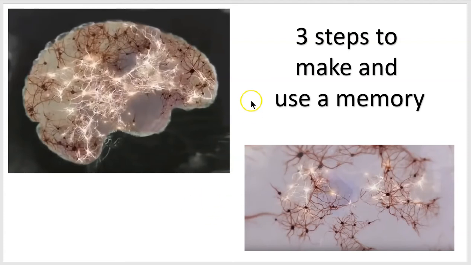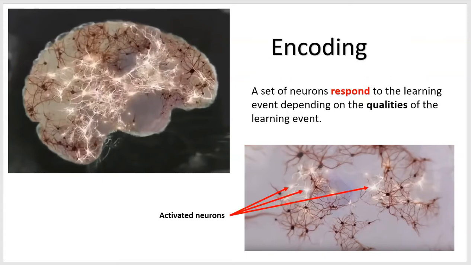In this lesson, we'll recap the 3 steps to make and use a memory, as we discussed in class. And we'll use this sort of artistic version of a brain here with neurons. Some of them are brown, some of them are white. The first stage was encoding.